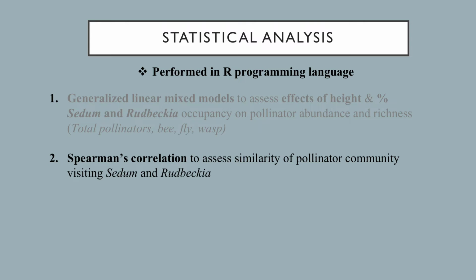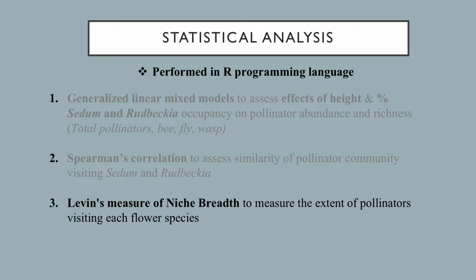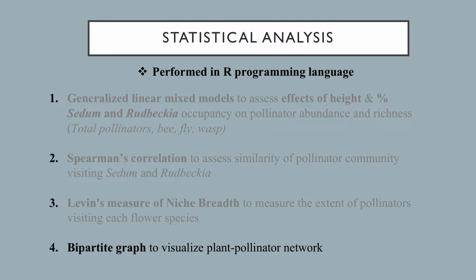Secondly, we used Spearman's correlation to assess the similarity of pollinator communities visiting Sedum and Rudbeckia in order to better understand their contribution to pollinators. We additionally used Levins' measure of niche breadth as a mechanism for estimating the extent to which pollinators visited each flower species. And then finally, we used a bipartite graph to visualize our plant-pollinator network across all of our sites.